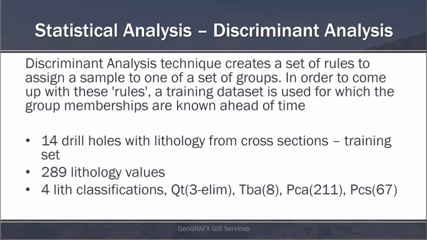In total, there were 289 lith values with 4 lithologic classifications. QT only had 3 values, and that was eliminated from the data set. TBA, the tertiary volcanics, had 8. PCA, the Precambrian acidic gneiss, had 211. PCS, the Precambrian mixed gneiss and schist, had 67 values.